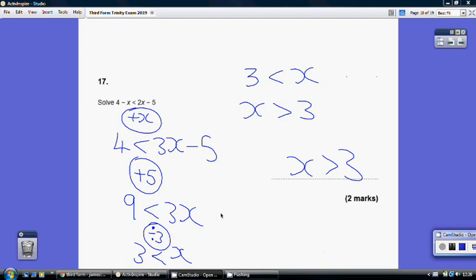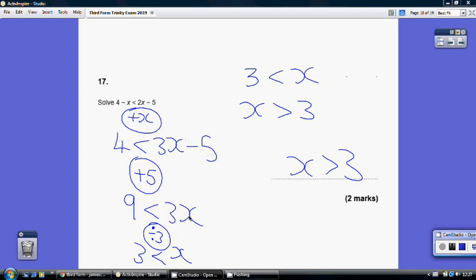Question 17. So we have to really rearrange this as if it was an equal sign here. We just need to make x the subject. So I'm going to choose to add x to both sides to start with, to undo this minusing of x. So 4 is less than 3x minus 5. Now I'm going to add 5 to both sides to undo this minus 5. So at that point I've got 9 is less than 3x.